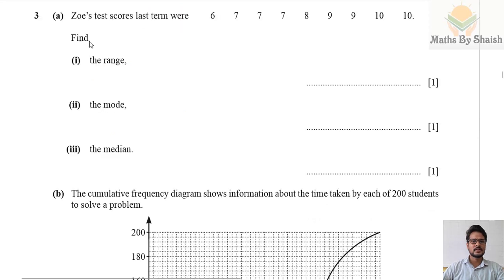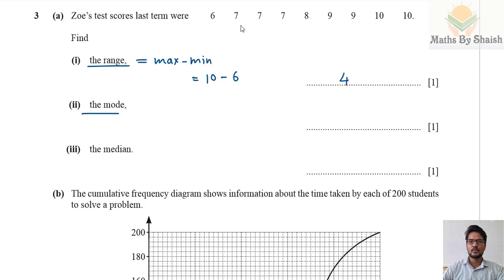That's the simplified form. Here's the third question, A part. Joey's test scores last term were 6, 7, 7, 7, 8, 9, 9, 10, 10. Find the range. Range is maximum minus minimum. So here the maximum is 10, we can see, and minimum is 6, so the range is 4. The mode means the highest frequency term, so we can see 7 occurs 3 times, 9 occurs 2 times, 10 occurs 2 times, so 7 occurs maximum times, so that's the mode.